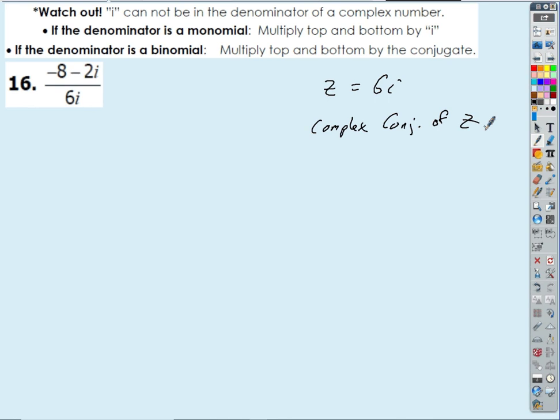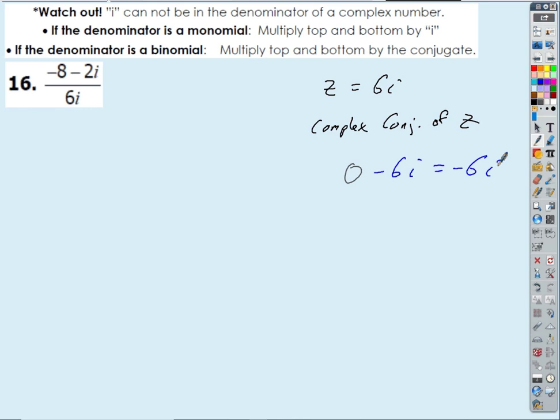Well, what's the recipe for a complex conjugate? It's always going to be a plus bi and a minus bi. What's the real part of that complex number? What's a? Zero, right? And the imaginary part is 6. So a is 0 and b is 6. So the complex conjugate is technically 0 minus 6i, which is just minus 6i, right? Okay.